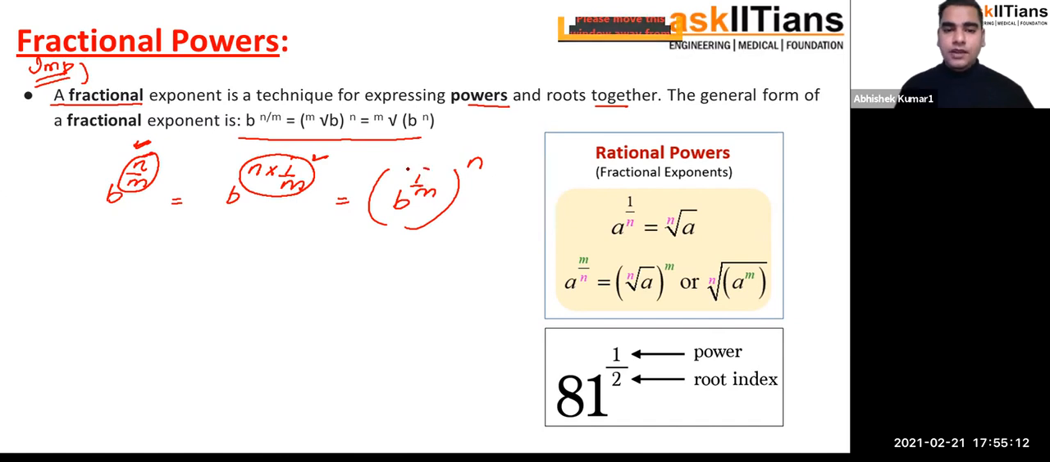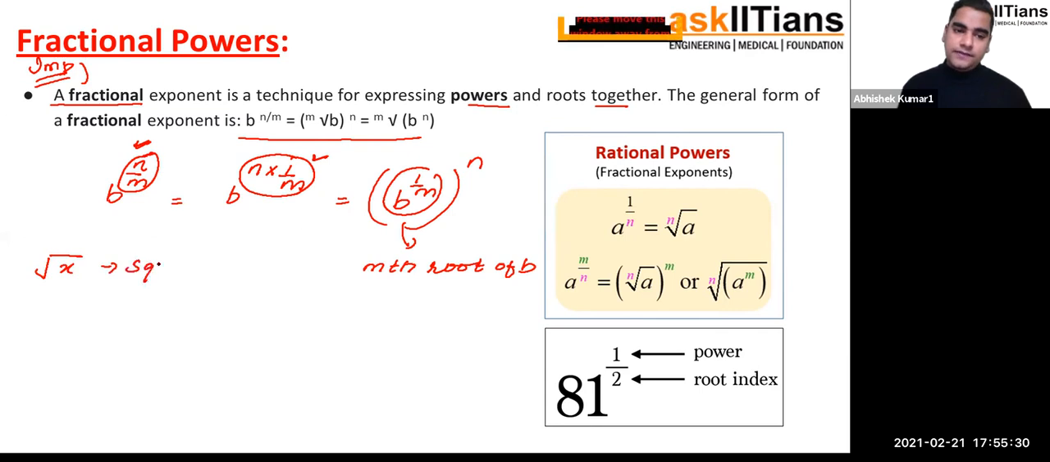Now, what does it denote? It denotes the mth root of b. This is how we pronounce it. And how do we represent a square root? We represent a square root like this, right? This is the square root of x, right? If I write 3 here, what will I say?